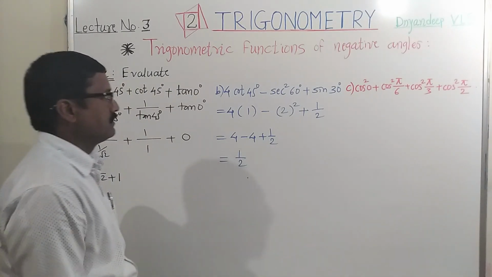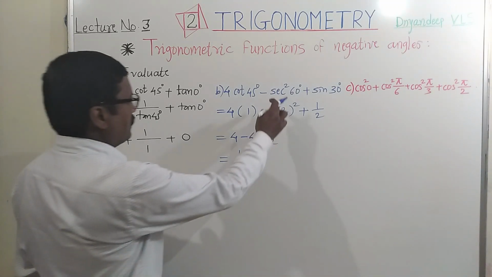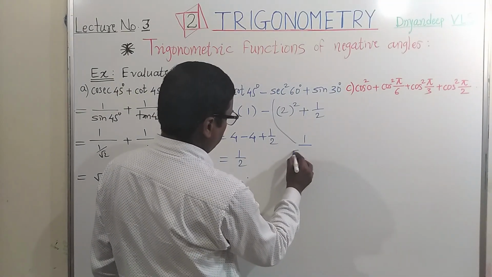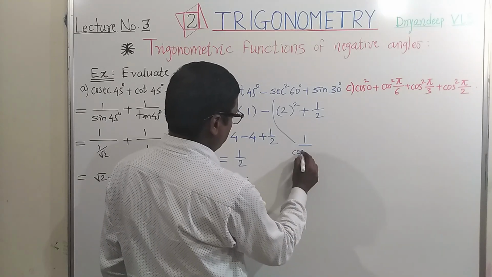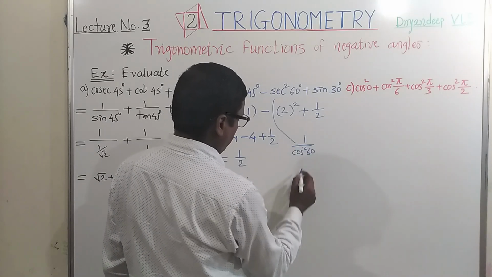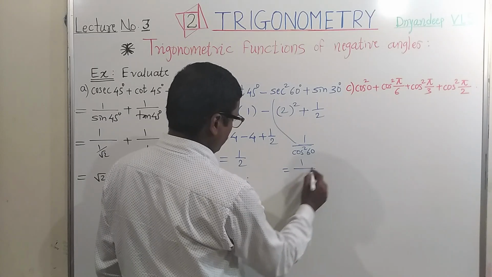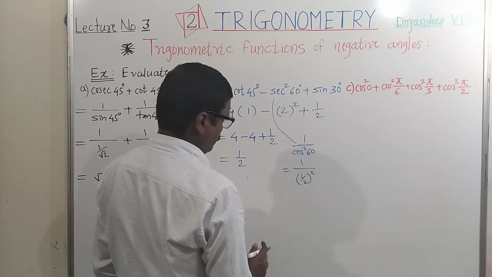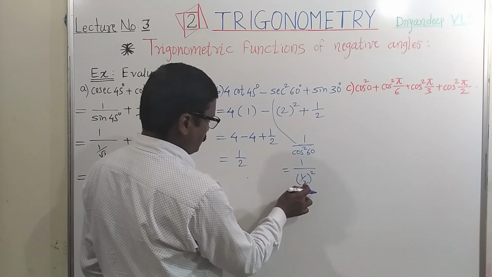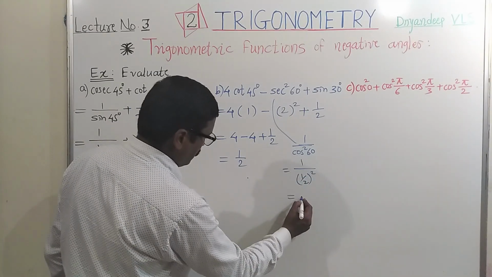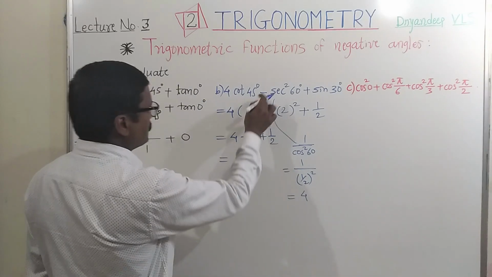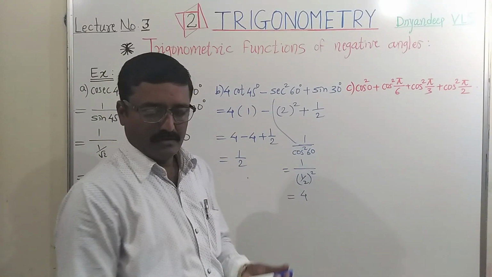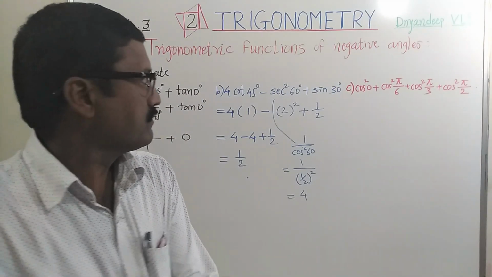4 gets cancelled. Okay. Otherwise, you can write this sec square 60 as 1 upon cos square 60. And 1 upon cos square 60 is nothing but 1 upon cos 60, which is half, its square. So it is equal to this 2 square, 4 becomes the numerator. So it is again equal to 4. And it is negative, so minus 4. We will get the same answer. Let us see the next, third one.